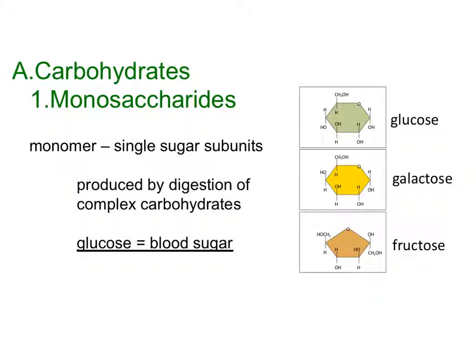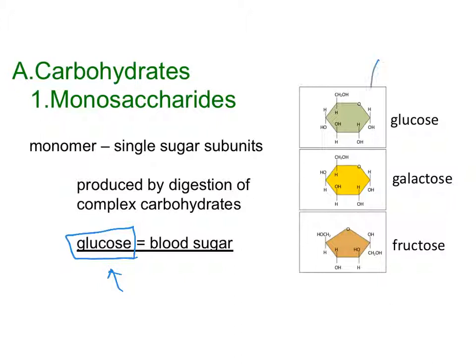So a monosaccharide is the simplest of the carbohydrates. This is a single sugary subunit, and it's produced by the digestion of more complex carbohydrates. The primary carbohydrate or monosaccharide that we find in our blood is glucose. So when we talk about metabolism and production of ATP, people typically talk about glucose.